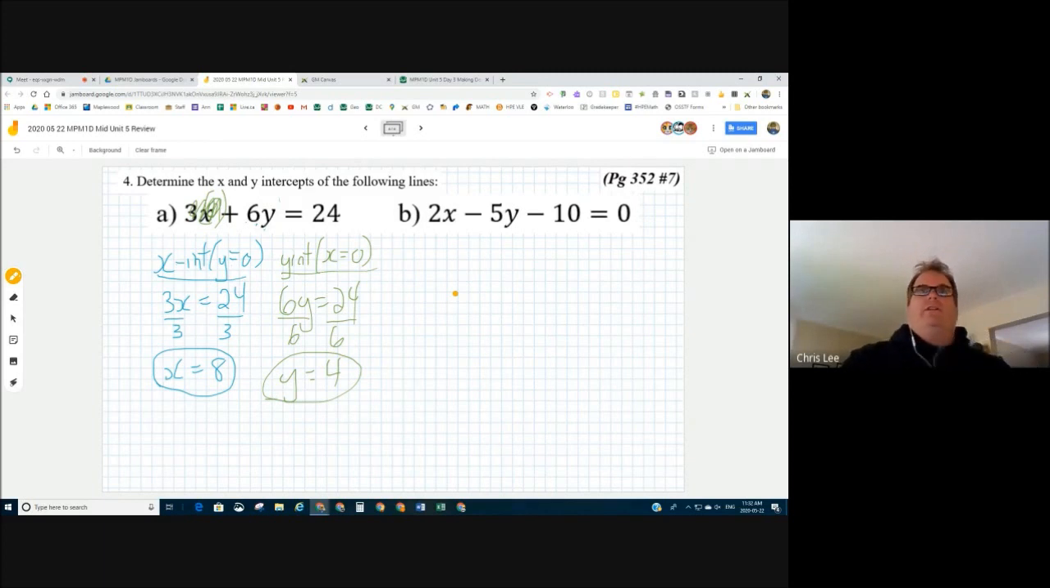So I'm going to ask for a volunteer in this one. Would anyone like to try? Well, we'll just do someone doing the x-intercept first. Anyone like to try the x-intercept for this one from scratch?